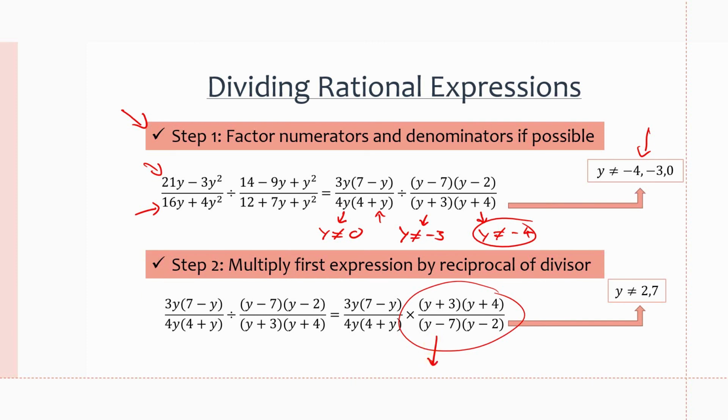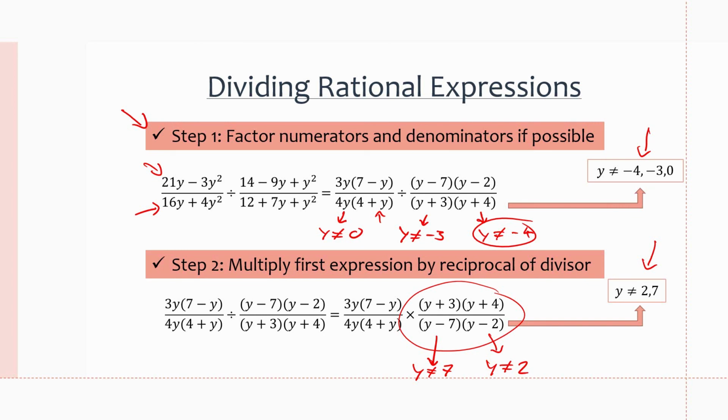So here, if y were equal to 7, this denominator would be 0. So y, therefore, cannot be equal to 7. And here, if y was 2, it would make this denominator 0. So y cannot be equal to 2 as well. And here we note all those restrictions down.